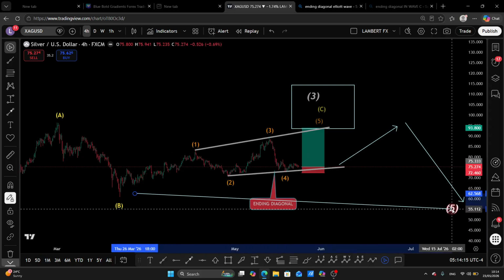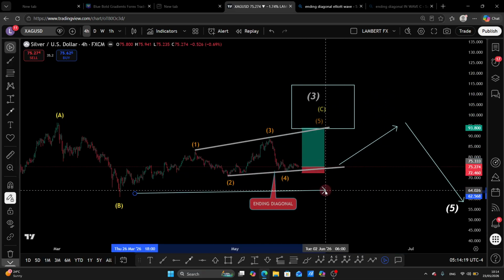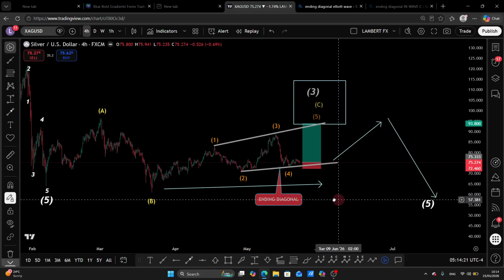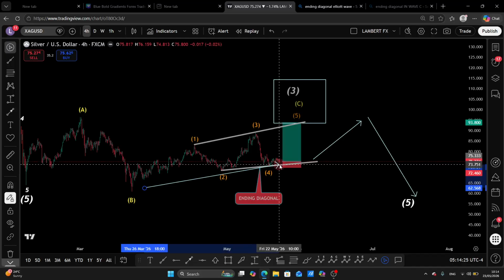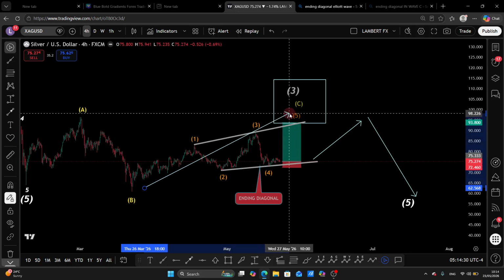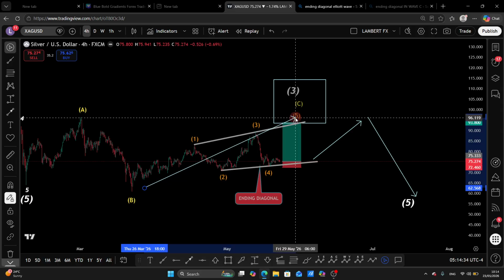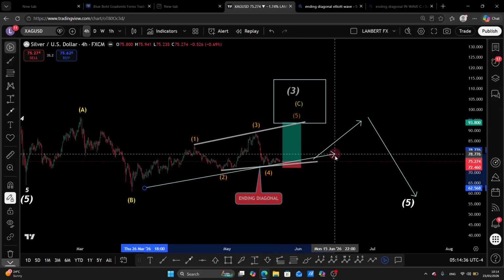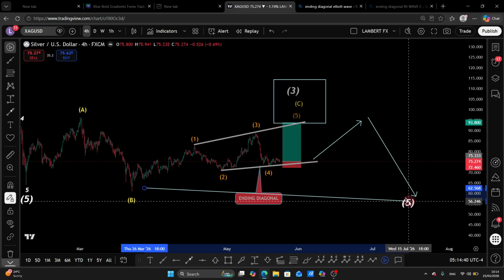Then after that, we should see a rally back to the upside. So what we're looking for from next week, if this is an ending diagonal, is for the market to push up to complete the 5th wave, and then we'll see a reversal to the downside for the final 5 leg down before pushing up.